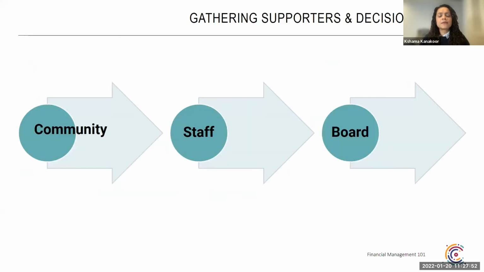One thing about being a nonprofit is that there's a lot of consensus building and lots of opportunities to bring people along your way of thinking. And there are a lot of decision makers.